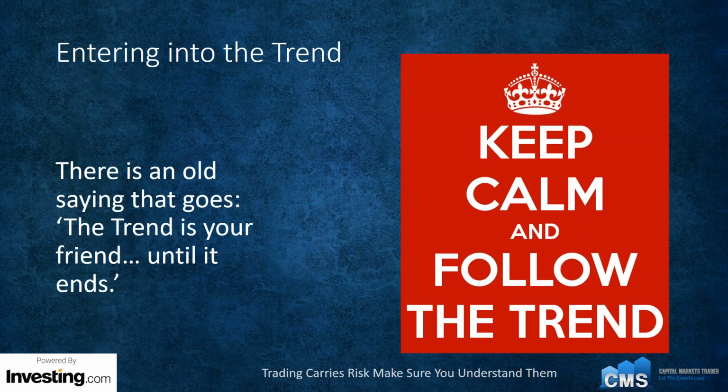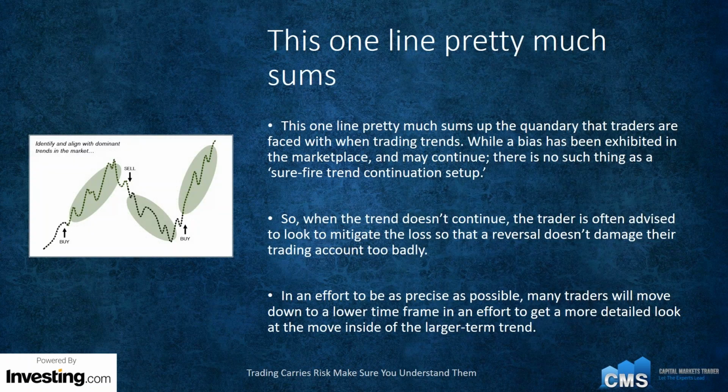Now, there's an old adage that goes, the trend is your friend until it ends. Okay. So this one line pretty much sums up the quandary that traders are faced with when trading trends. While a bias has been exhibited in the marketplace and may continue, there is no such thing as a surefire trend continuation setup. So when the trend doesn't continue, the trader is often advised to look to mitigate the loss so the reversal doesn't damage their trading account too badly.